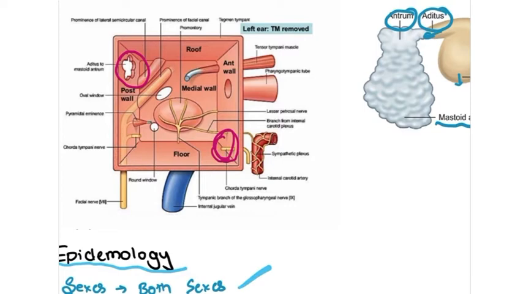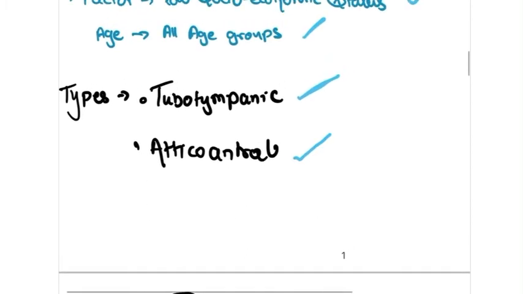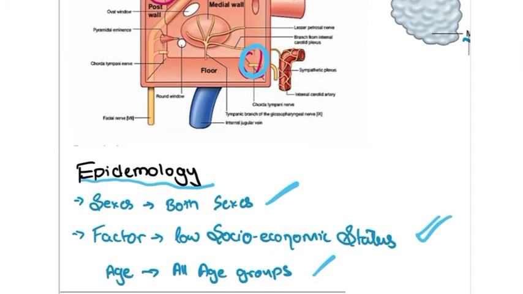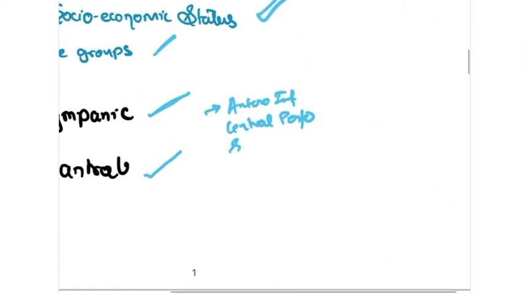Okay, so tubotympanic is basically in the antero-inferior region, and the perforation will be a central perforation. So it is in the antero-inferior region and we'll have a central perforation. See, here there are not many structures. Okay, so it is called the safe type.